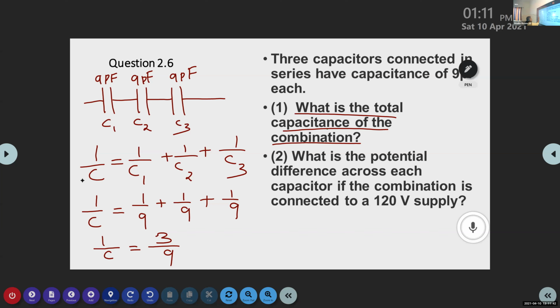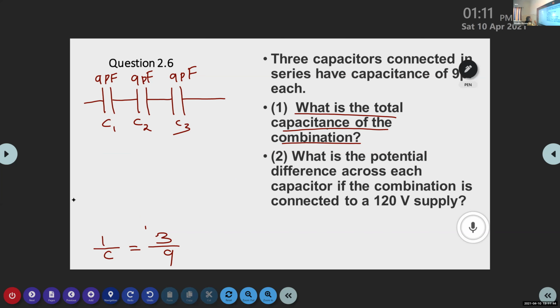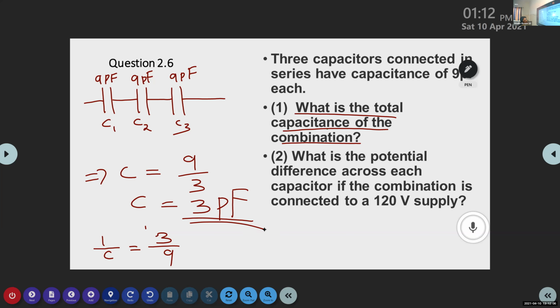We want the effective capacitance. If 1 by C is equal to 3 by 9, which implies C is equal to 9 divided by 3. What is C then? 9 by 3 equal to 3. 3 picofarad. So the first question is over. What is the total capacitance of the combination? C equal to 3 picofarad.